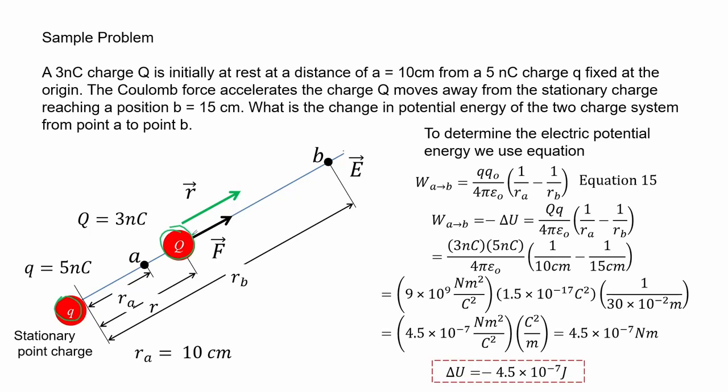To find the electric potential energy we use equation 15. The force between them will be repulsive due to like signs repel interaction. We recall that the work is equal to the negative change in electric potential energy U. After substitution of the parameters we determine that the change in electric potential energy is equal to a negative value.